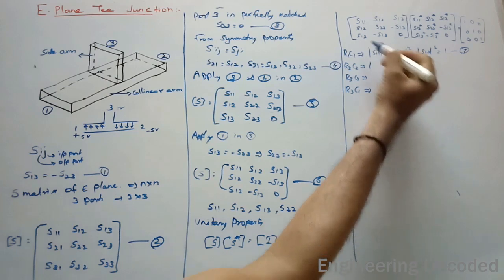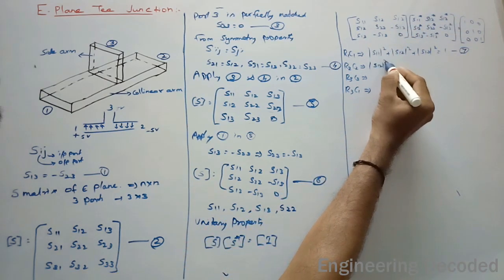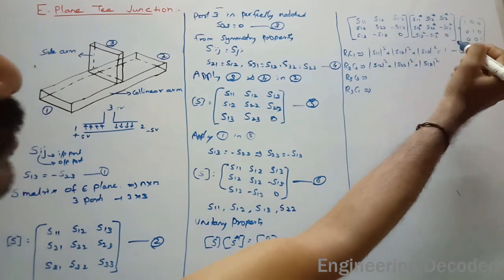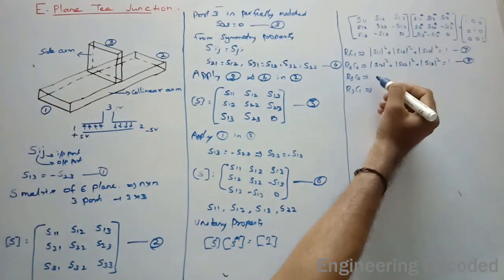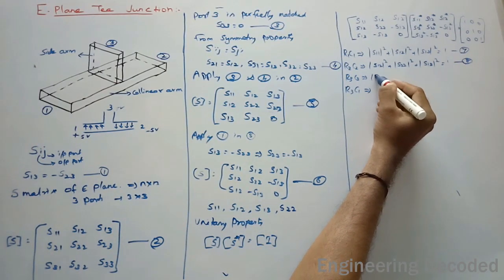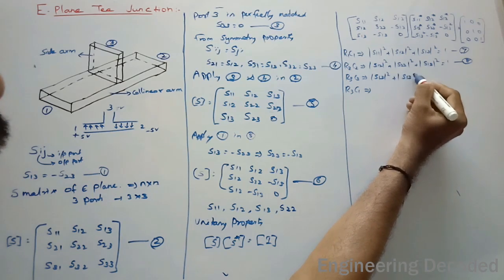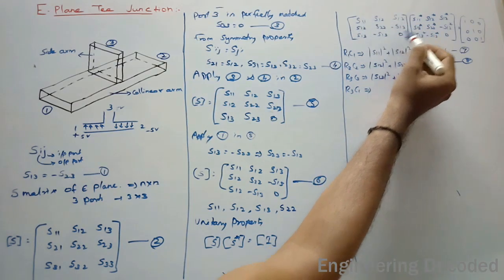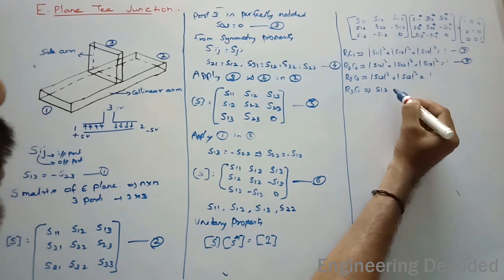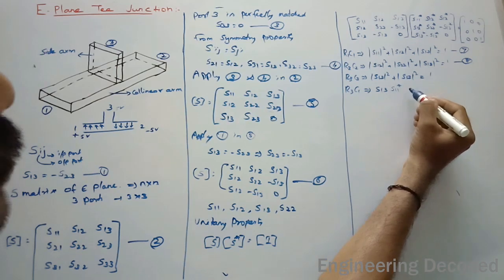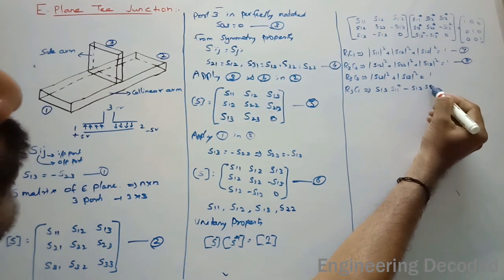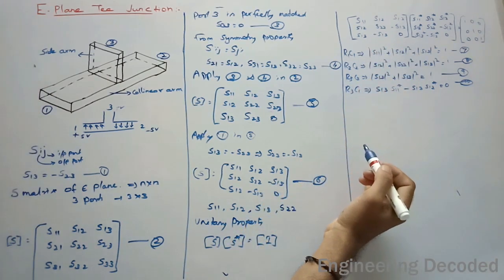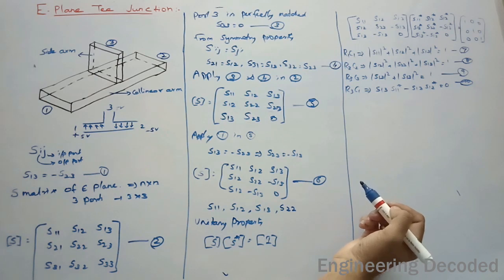Now R2C2 is row 2 into column 2. So modulus of S12 square plus modulus of S22 square plus modulus of S13 square. We are taking modulus, so negative changes to positive. It is equal to 1. So mark it as equation number 8. R3C3. So modulus of S13 square plus modulus of S13 square is equal to 1. R3C1. Row 3, this one, the last one. Row 3 into column 1. So S13 into S11 star minus S13 into S12 star is equal to 0. Equation 9 and equation 10. So by solving these 4 equations, we can find out these 4 unknowns.